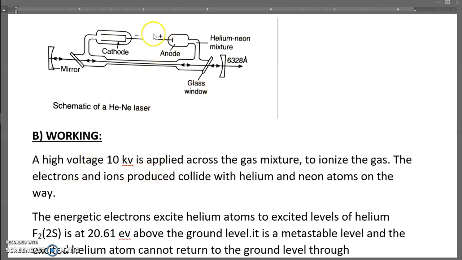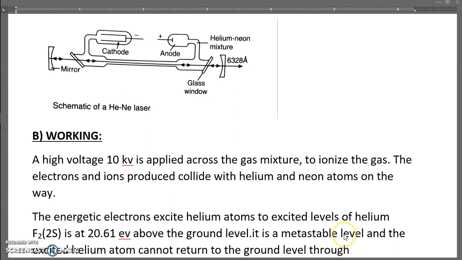Now, the high voltage, about 10 kilovolt, is applied across the gas mixture to ionize the gases. So the electrons and the ions produced collide with the helium and the neon atoms all along the way. The energetic electrons excite the helium atoms to the excited level of helium, which is at 20.61 electron volt above the ground level.